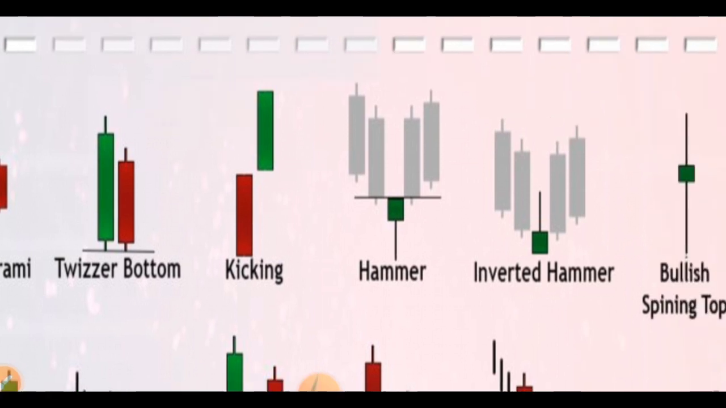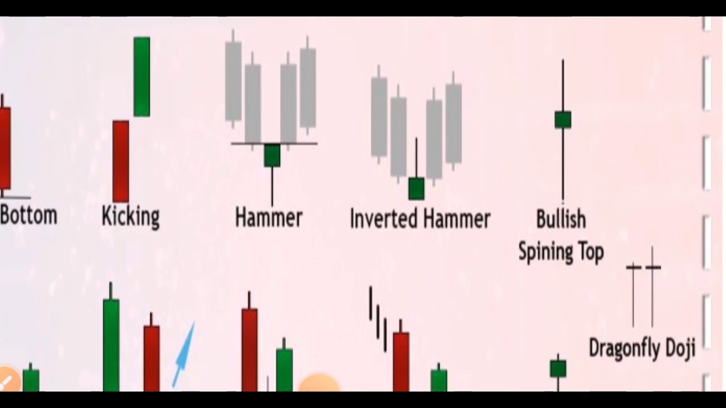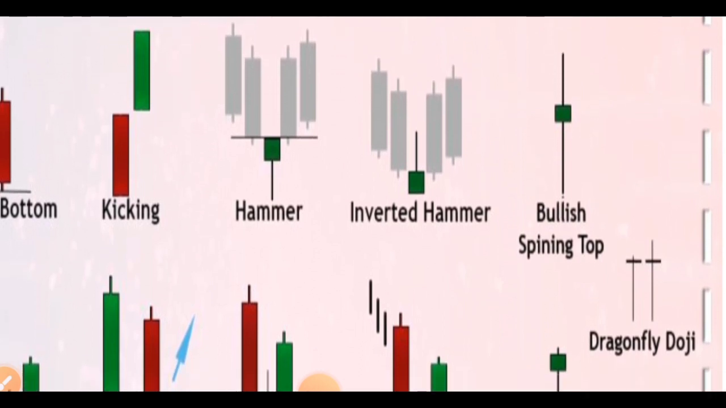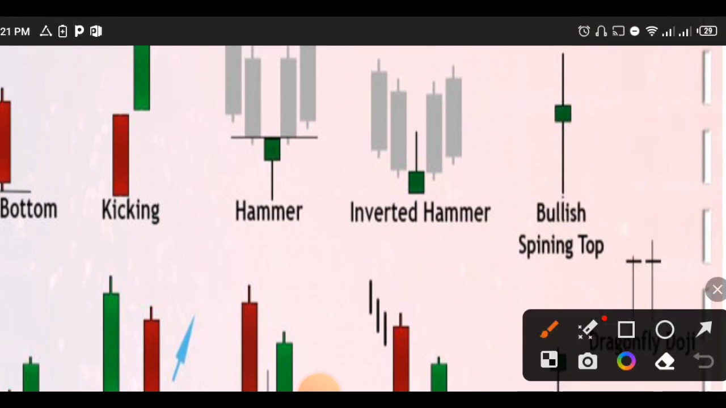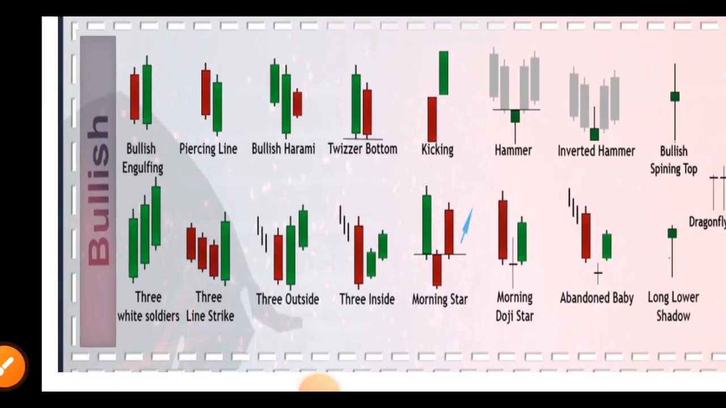So this is the inverted hammer, just like what I taught you, but the opposite of it. And this is the bullish spinning top. So when you see this signal, it means indecision is happening, and if it closes bullish, that means the buyers are coming on board, right? So this is how to identify the candlestick patterns and make use of them.